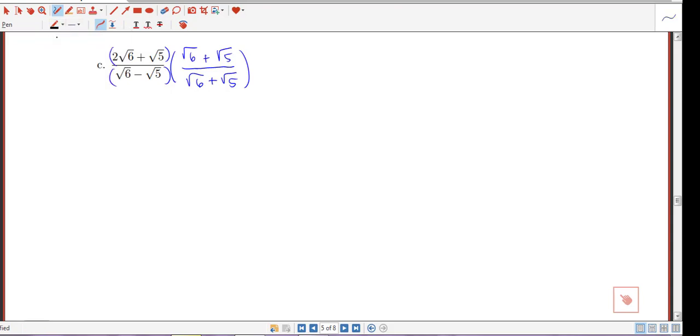Okay, now let's take a look. Let's go with the numerator first. So I'm going to first FOIL like this and then multiply with that. Next one I'm going to go this way and then that way. Okay, with that said, you're going to have 2 times square root of 6 times the square root of 6, that's square root of 6 squared.